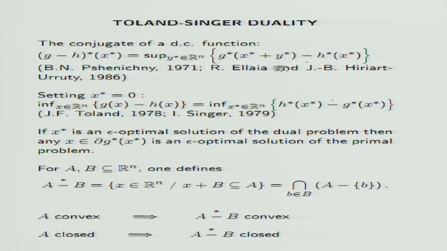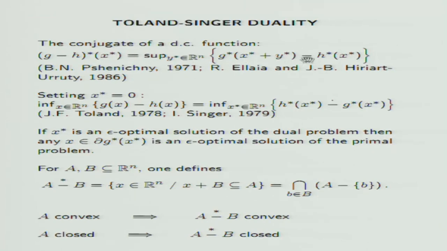First, some comments on the first formula. This is an expression for the conjugate of a DC function, but actually to prove it, there is a very simple, purely algebraic proof. You only need h to be convex. g can be an arbitrary function, but for h you have to assume that it is convex, proper and lower semicontinuous. With this assumption, the proof is a very easy exercise.